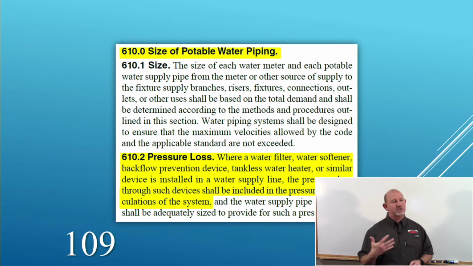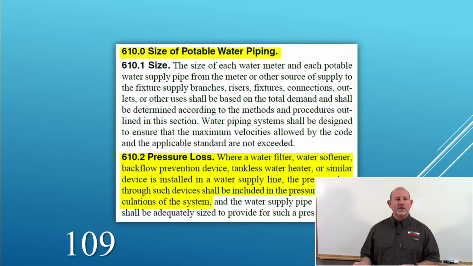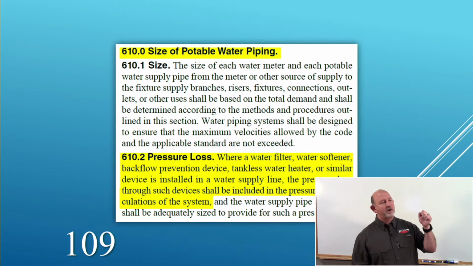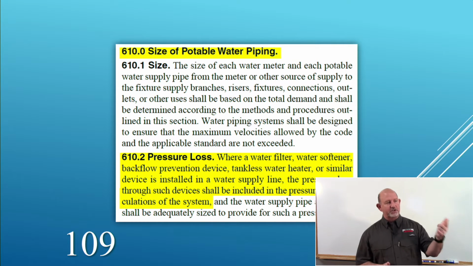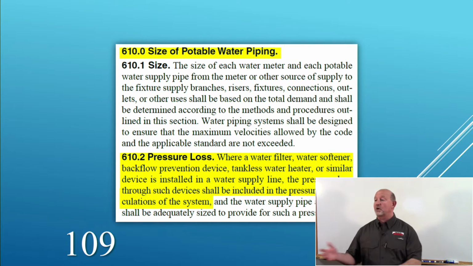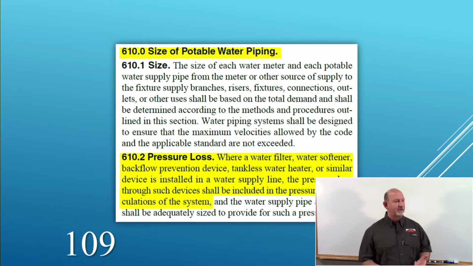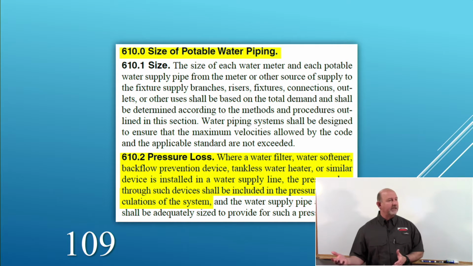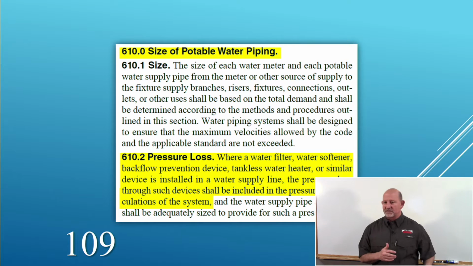The code's going to teach us to size water pipe based on the five worst conditions. So the theory is if our pipe will deliver water adequately under the worst of the worst conditions, then it's going to work all the time. So this number one worst here is the worst pressure loss. If I've got a water filter, water softener, any kind of backflow prevention device, tankless water heater, anything that's going to rob pressure from that water, then let's take that off right off the top.